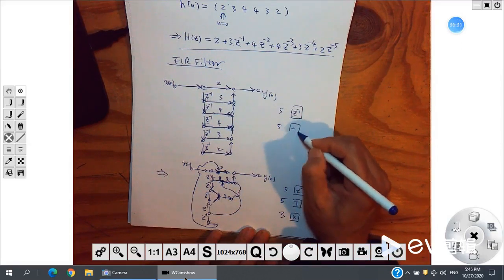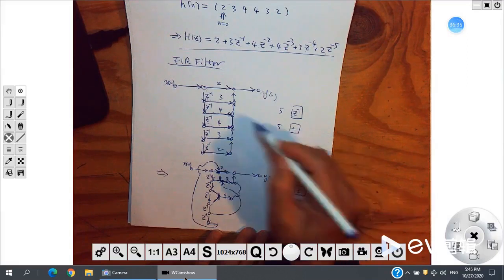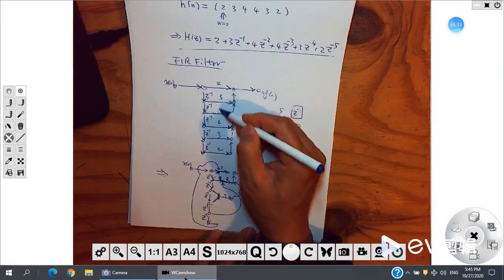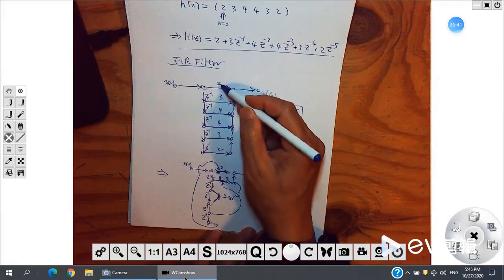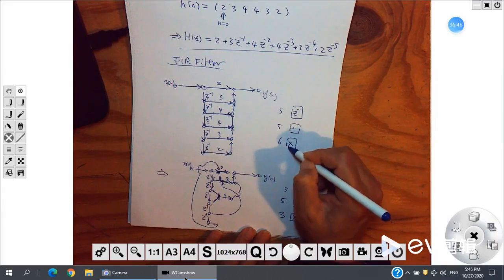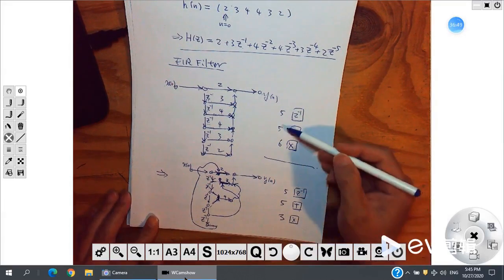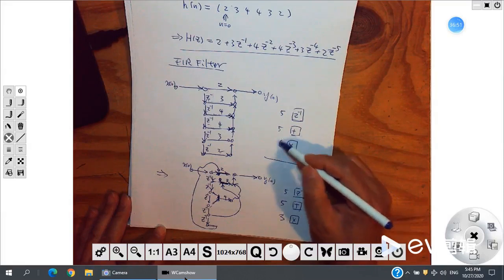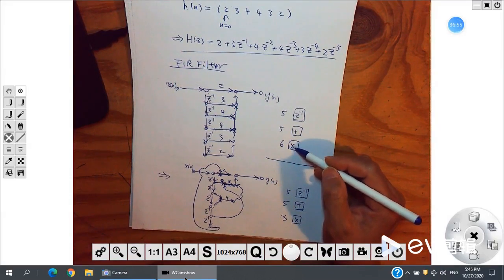5 summations. And then how many multiplications? Okay, 2, 3, 4, 4, 3, 2. All of them, they are multiplication, right? So totally, I have 6 multiplications. Then obviously, you see, we save 3 multiplications. I can say this saves a lot. Alright.